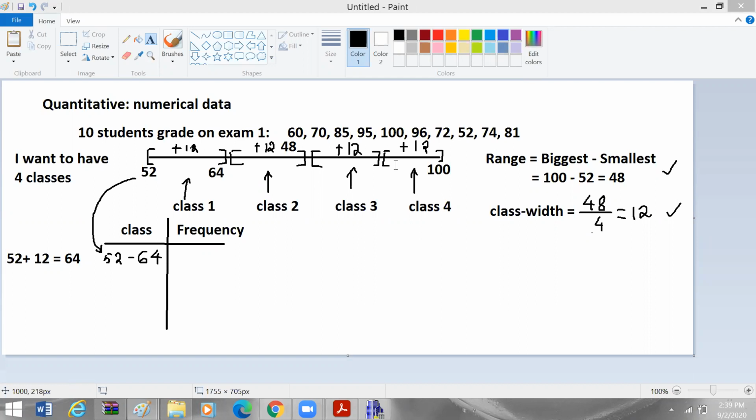I have a question. Mm-hmm. Why is it 52 minus 64? It's 52 up to 64. It's not minus. This is up to. So each class has a certain range. The range will start from the smallest data value. The first one will be the smallest data set, 52, up to 64.